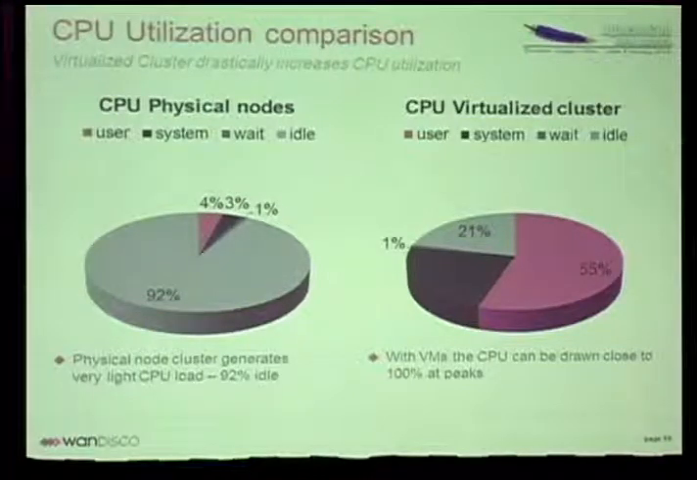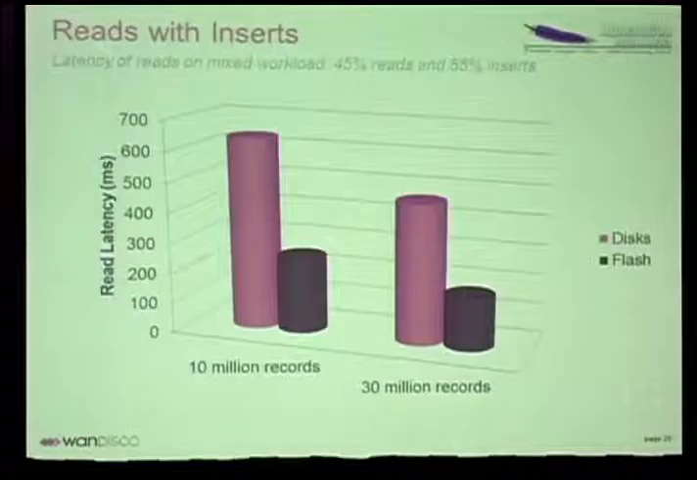On the virtualized cluster, we achieve much better average utilization. At peaks, we have seen almost 100%. Because jobs are starting, finishing, so there are always peaks there. So sometimes you see 100%. And looks like that's the way to go.